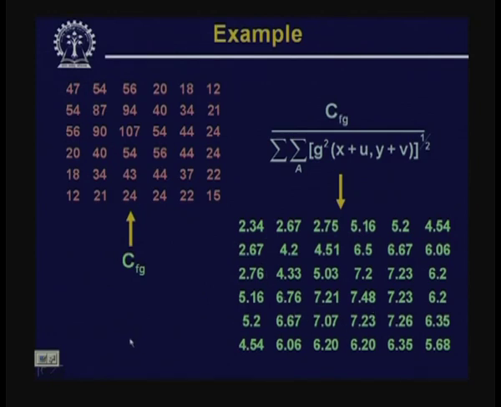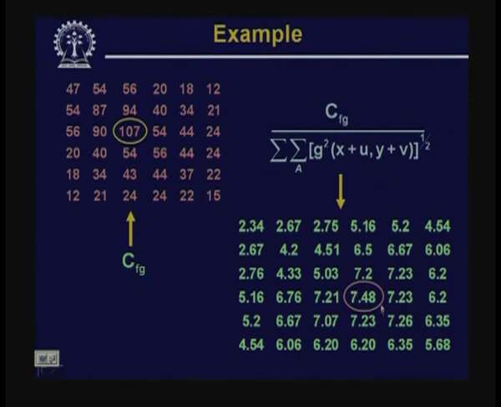And now you find the difference. In the original cross correlation matrix, the maximum was at this location, which is 107, and in the normalized cross correlation matrix, the maximum is coming at this location, which is 7.48.